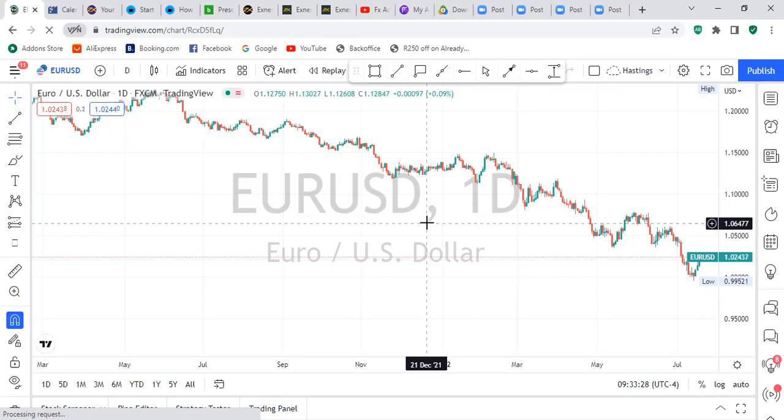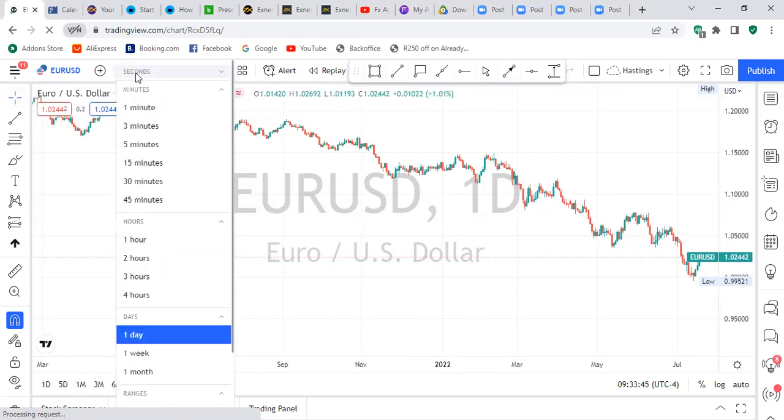Maybe you are a scalper, right? Let's say you are a scalper or you are an intraday trader, right? So it means you should analyze your charts on smaller time frames. You get the time frames here. You click here. These are the time frames that you find: 1 minute, 3 minutes, up to 1 month.